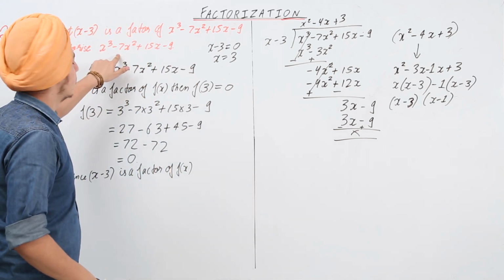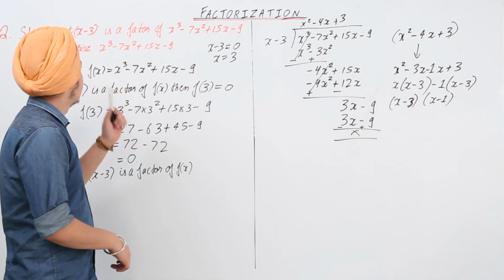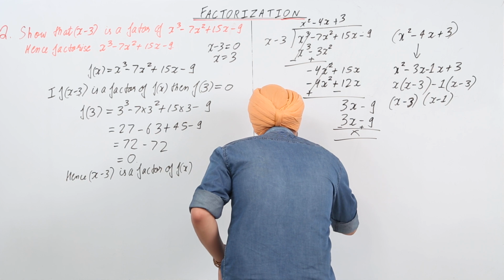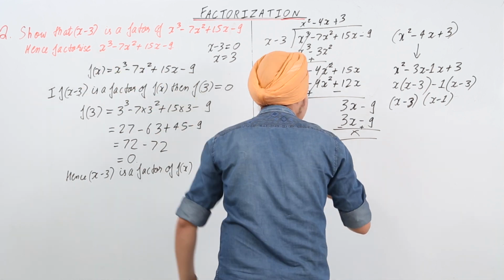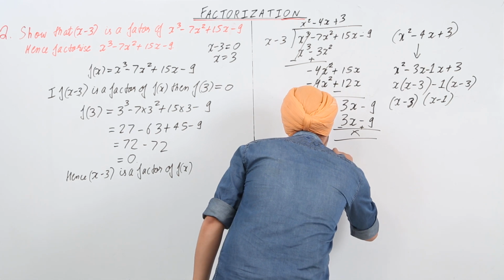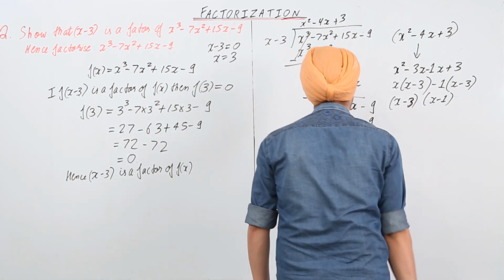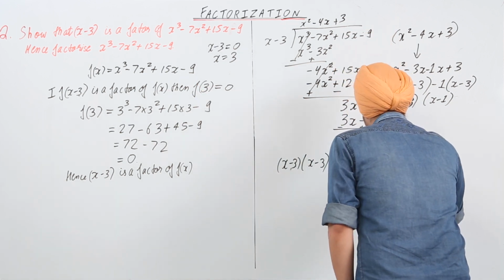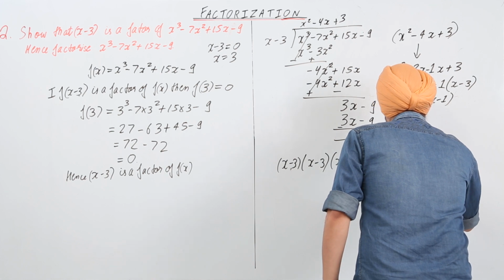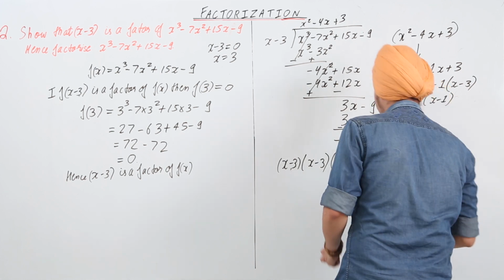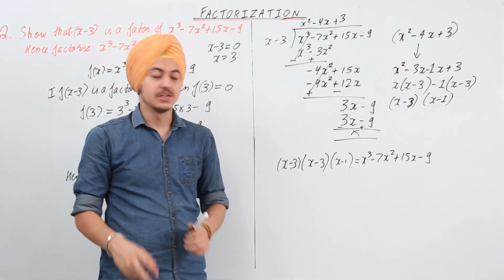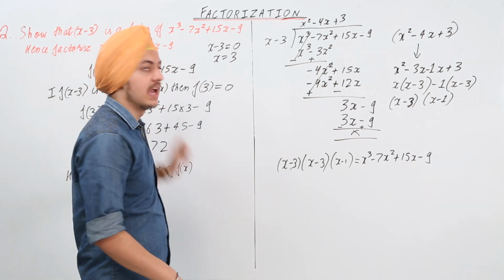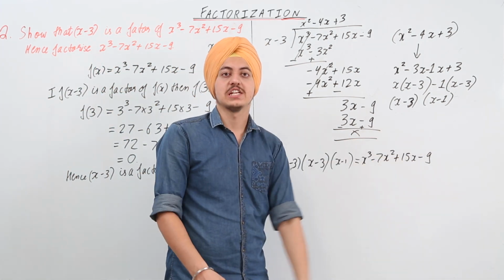So how do we write this equation now? We write the first factor, that is x minus 3, from there. Then we write the rest of the two factors, that is x minus 3 and x minus 1. We write it equal to the polynomial, that is equal to x cube minus 7x square plus 15x minus 9. So the other two factors for the polynomial, except for the x minus 3 over here, are x minus 3 and x minus 1.